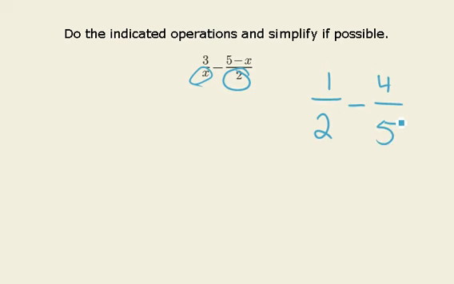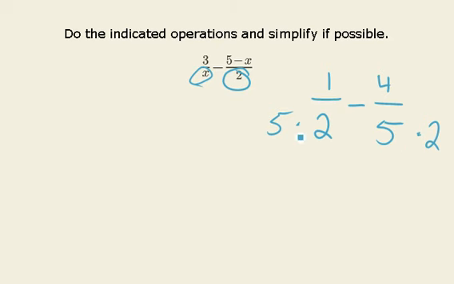If we wanted to do this subtraction, what we would have to do first is get a common denominator. So we'd look at 2 and 5 and we'd say, oh, if I multiplied the 2 by a 5, I'd have a 10 in my denominator. If I multiplied this 5 by a 2, I'd have a 10 in this denominator, and then I'd have the same denominator, so I could do the subtraction.